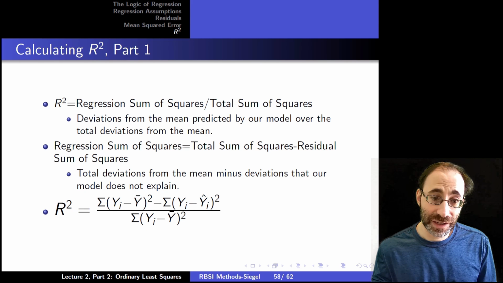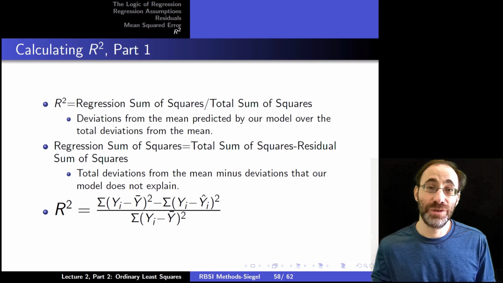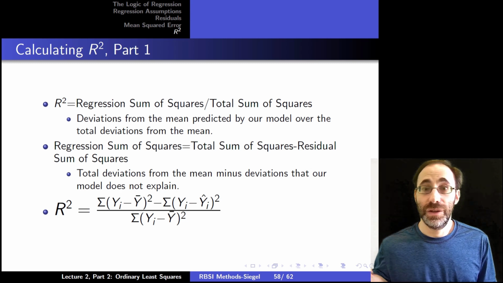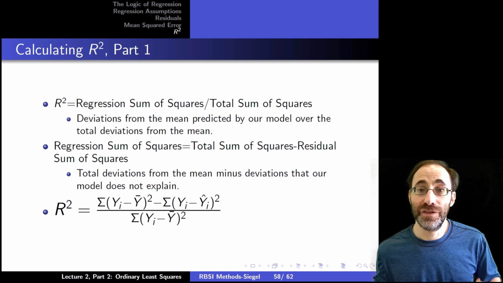If you explained all the variance, then the regression sum of squares is equal to the total sum of squares. The residuals are 0. Your line exactly fits all your data points. And you have an R squared of 1.